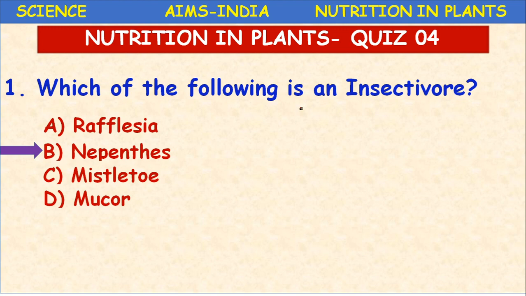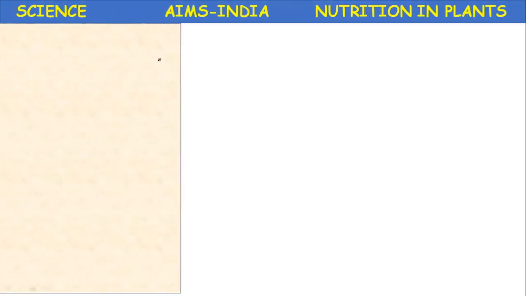Yes, Nepenthes. Of the remaining, Rafflesia is a root parasite. Mistletoe is a stem parasite. Mucor is a fungus; it is a saprophyte. Okay, children, so like that you have to analyze. So for an insectivore example, Nepenthes. Like that you can write. Next question.